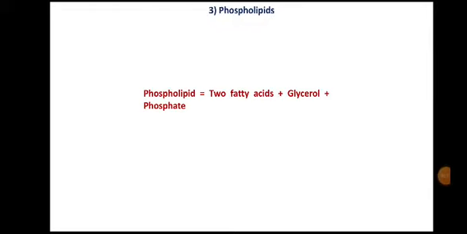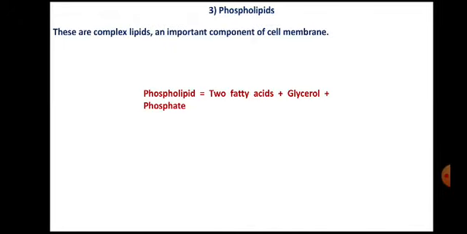The third category of lipids is phospholipids. As the name indicates, these are the lipids which are conjugated with phosphate group. These are complex lipids and are very important components of cell membrane. Cell membrane is a cellular component of every eukaryotic and prokaryotic cell, like animal cell, plant cell, protozoa, bacteria, etc.